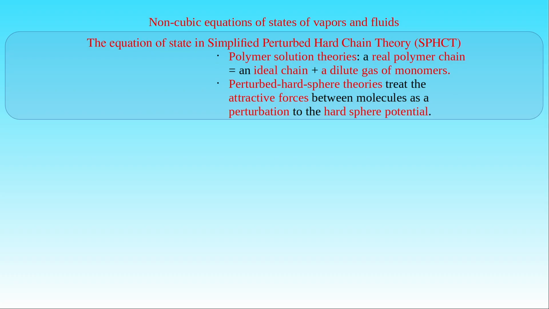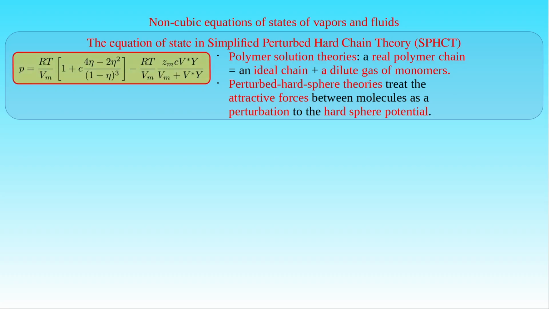One of the several equations of state based on simplified perturbed hard chain theory was proposed by Perät and Prausnitz in 1975 to describe critical equilibria, and we show it in the form introduced by von Pelt, Peters and Ahrens in 1992. For a one-component system, the repulsion term of the SPHCT equation is given by the gas constant R times the temperature T over the molar volume Vm times a volume correction factor equal to 1 plus a constant C times 4 times eta minus 2 times eta squared over the cube of 1 minus eta.